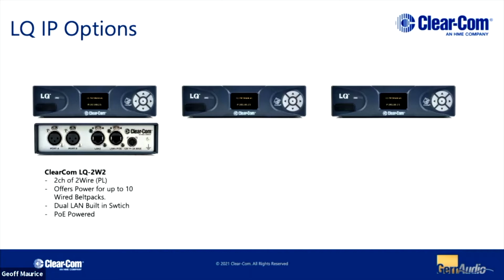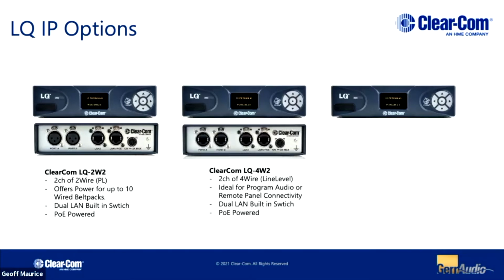Obviously, all the units are PoE powered, and there is a second LAN jack that we can use. I'm actually tethering my laptop through an LQ box for this presentation today. So the second one is kind of the same thing, but it's the 4W2, so that's 2 channels of 4-wire, basically line level audio. But this is line level audio, but it does include data as well. So on those 4-wire ports, there's full data connectivity. So these can be used with our matrix frames that we're going to talk a little bit about later, for connecting panels out over the internet or things like that.